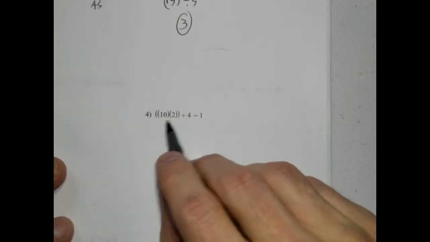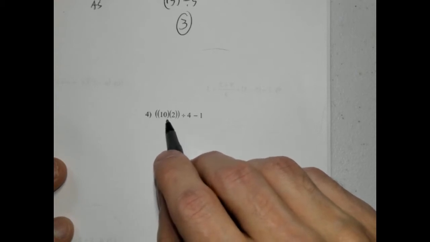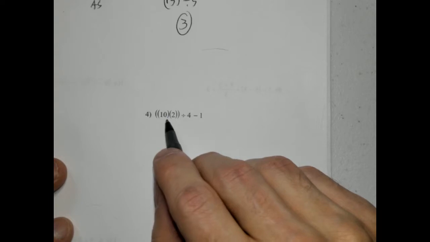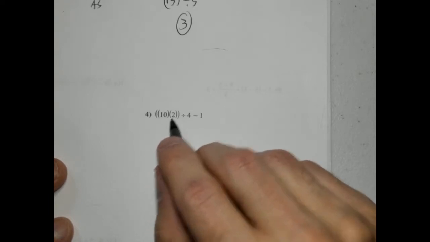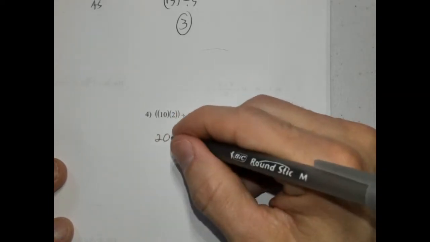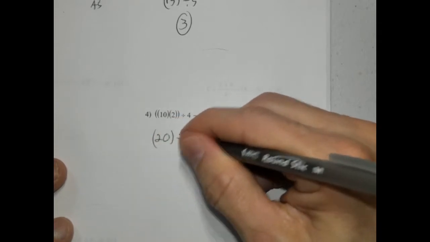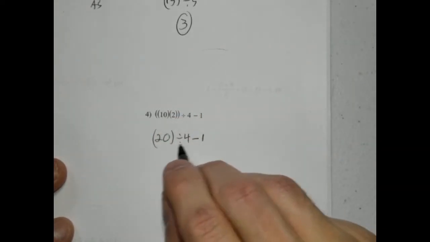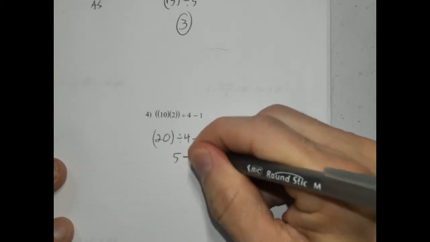Okay. Again, we have some multiple parentheses. This is kind of written in a way just to be confusing, I think. So this is really just 10 times 2 in parentheses. We're going to do that first because it's in parentheses. 10 times 2 is 20. And we can keep the parentheses, but it doesn't really matter. So we're going to divide before we subtract. So 20 divided by 4 is 5. And 5 take away 1 is 4.